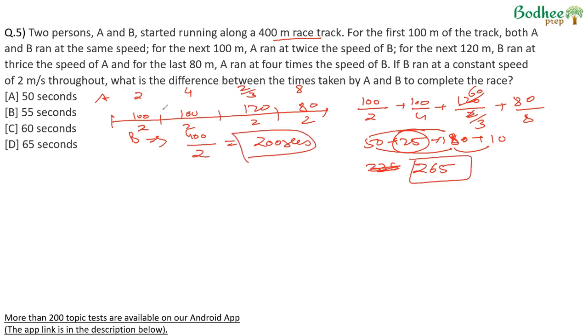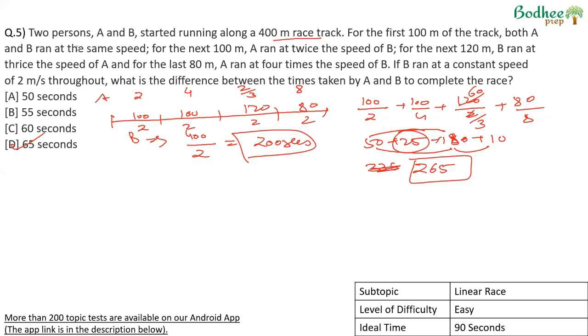What is the difference between the times by A and B to complete the race? Option D becomes the answer. I'd say this is a pretty easy question. Should not take more than maybe 1.5 minutes to solve. Just put in the values and get the answer.